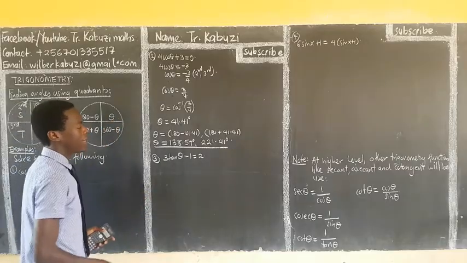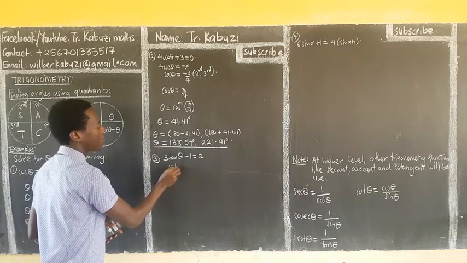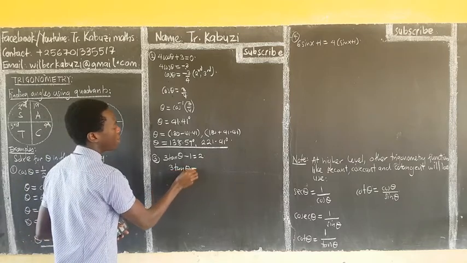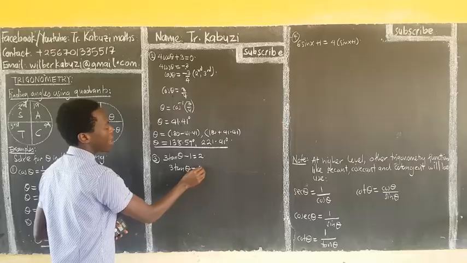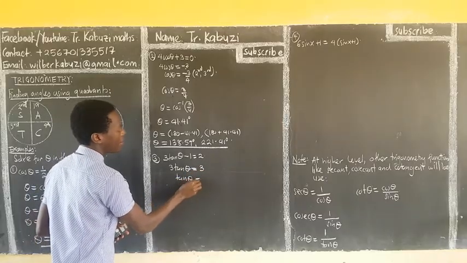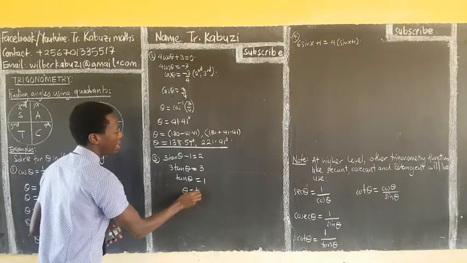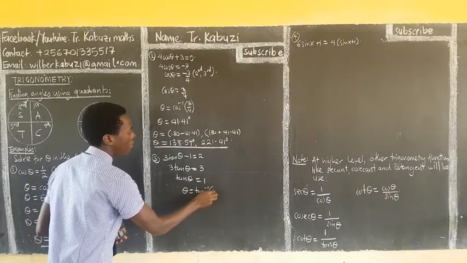Okay, now let us count this one. We first also make tan theta the subject by taking this side. So 3 times tan theta will equal 3. When I take this side, I'll be having 3. Dividing 3 by 3, my tan theta becomes 1. Now we get the inverse, so my theta will be tan inverse of 1.